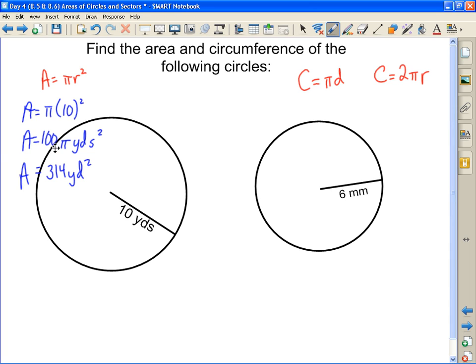Now, if you use the pi button on your calculator, you'll get a few more decimal points after that, and it'll be like 314.15, whatever, so on and so forth, yards. So you just have to round.